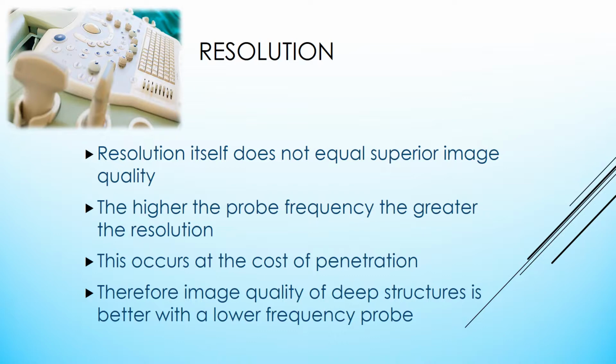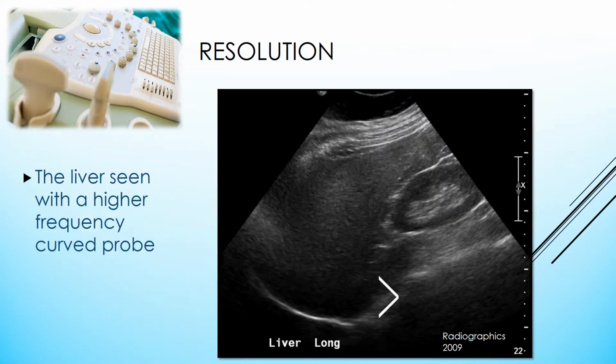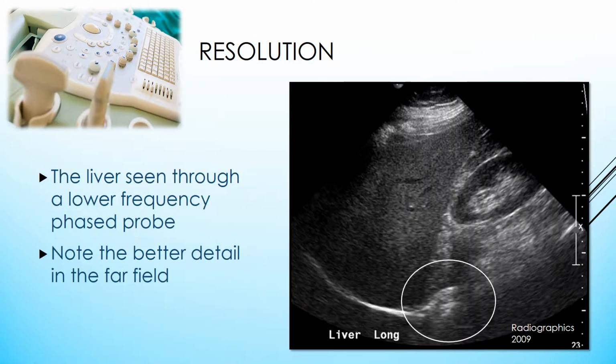The higher the probe frequency, the greater the resolution. This occurs at a cost of penetration. Therefore, image quality of deeper structures is better with a lower frequency probe. The liver seen here is being scanned with a high frequency curved probe. Now the liver seen through a lower frequency phased probe is noted. Note the better detail in the far field, and we can see pathology going on at about 6 o'clock at the bottom of the far field.